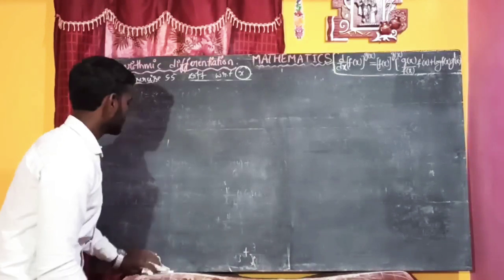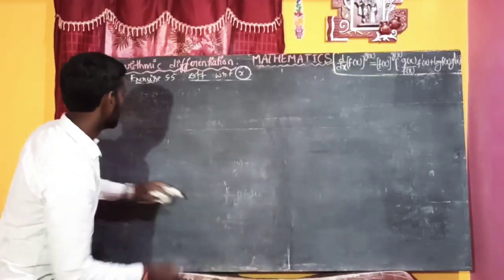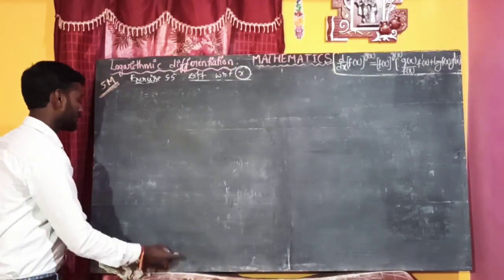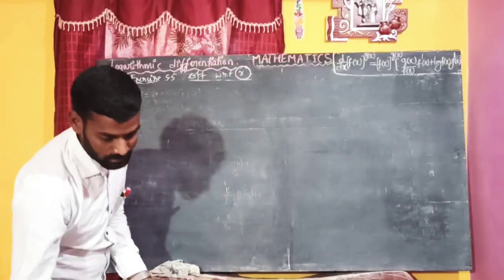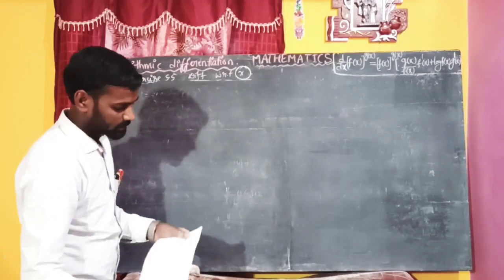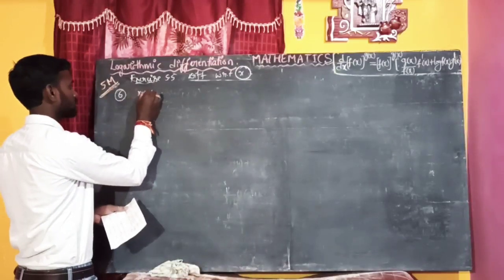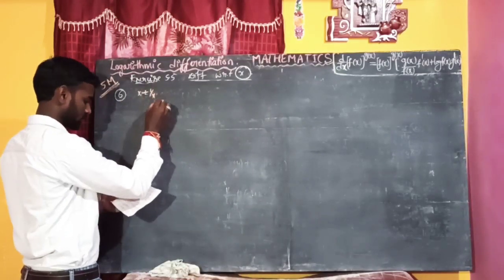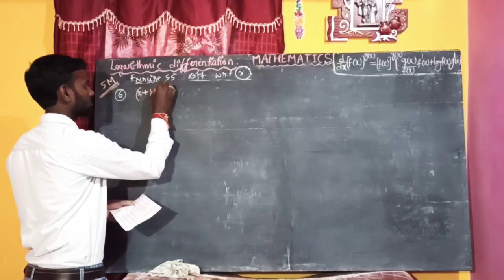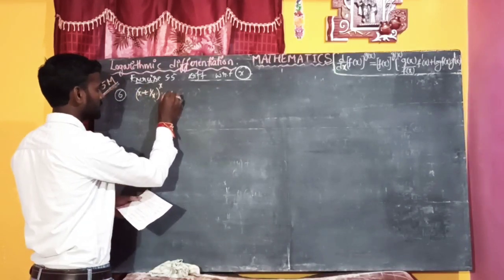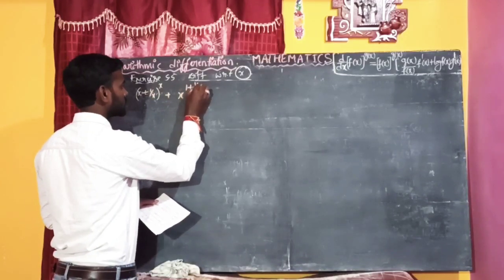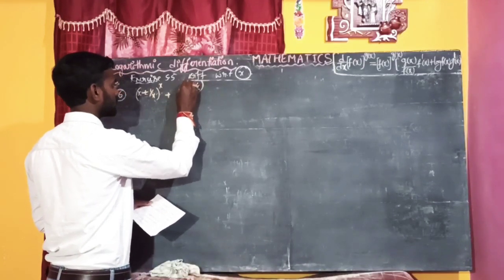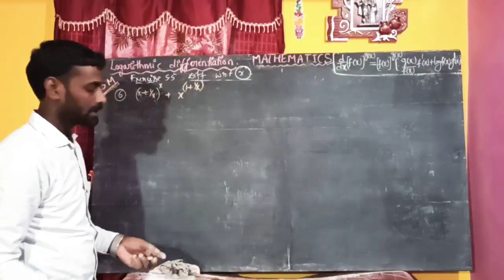Okay. Sixth question. Sixth one. x plus 1 by x whole power x, plus x to the power of 1 plus 1 by x.